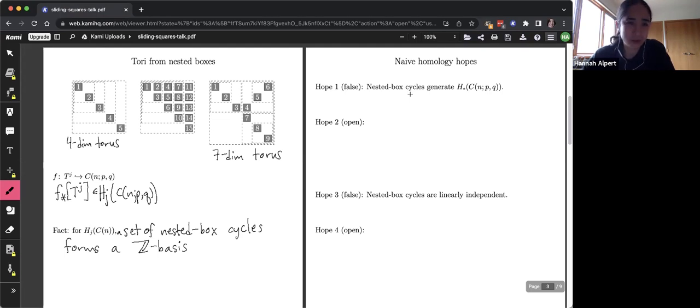This is false. One sort of idea for why it's false is that homology of, well, maybe I take that back. Maybe I can't say quickly a true reason why it's false, but it is false.